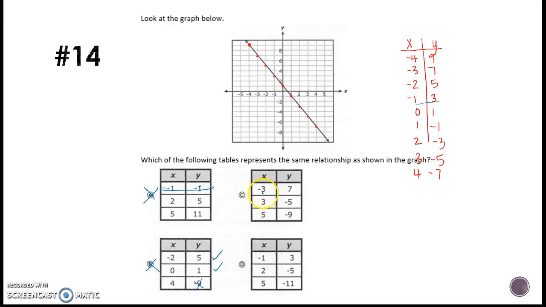All right, here we go. -3, 7. That's right. 3, -5. That's right here. We said -3, 7. That's right there. And 5, -9. Let's see. 5, -9. Oh, there it is. It's on there too. That looks like mine, but I'm going to double check. -1, 3. That's right. 2, -5. That's not right. So looks like here's my answer.